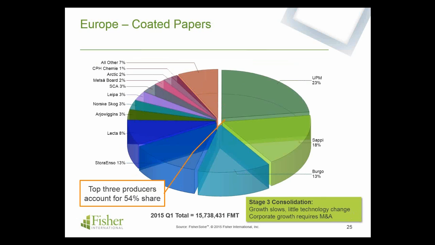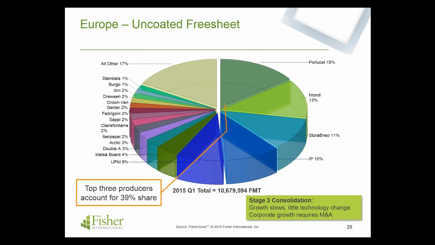European coated paper certainly demonstrates that consolidation is possible in Europe. They've overcome the boundary constrictions and seen 54% of the share of this market go to the top 3 producers, which puts it at stage 3 consolidation. So with a slower, declining market, we will see some increased M&A activity, as demonstrated here. Uncoated freesheet is very similar, with the top 3 producers holding 39% of the share. That also puts it at stage 3 consolidation with a slower, declining market.